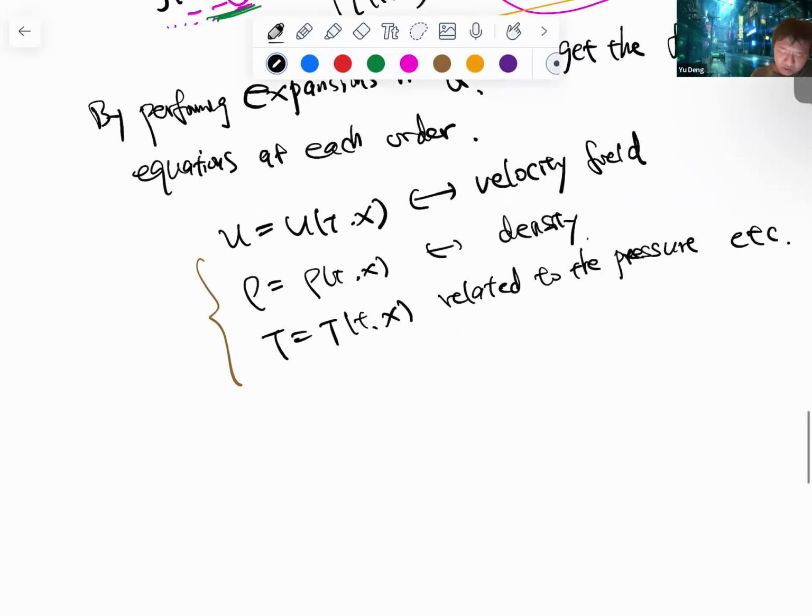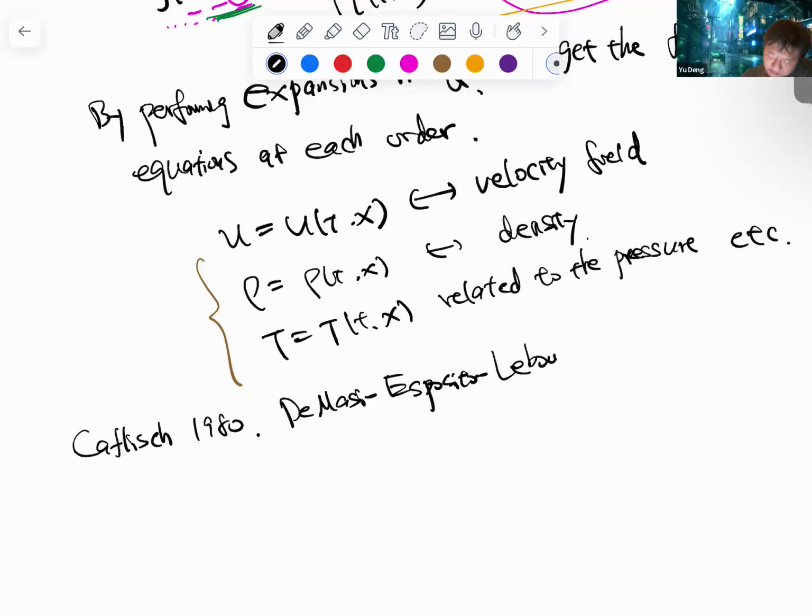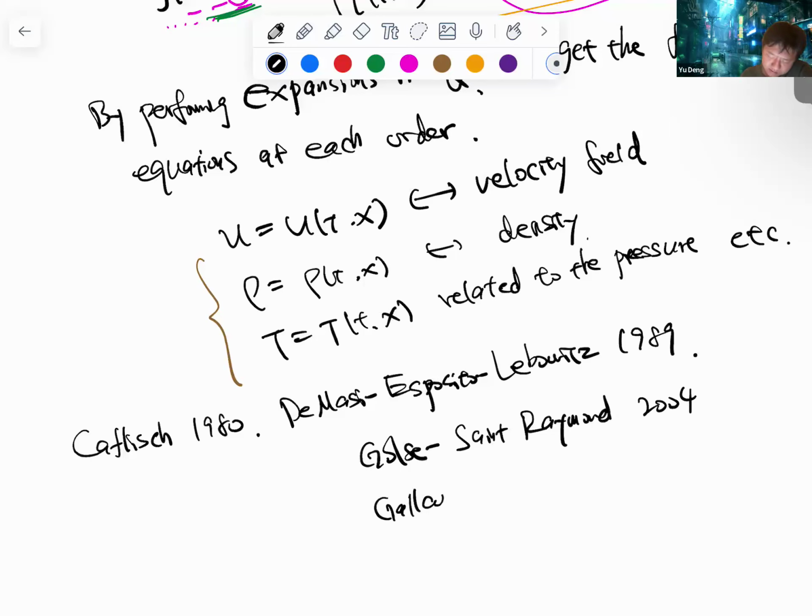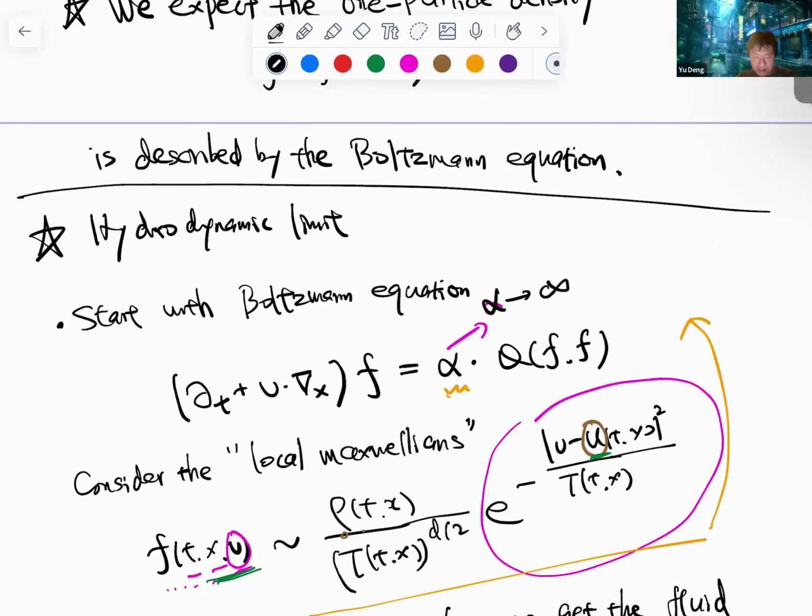And this has been done, for example, in the work of Cavendish in the 1980s, and then the work of De Masi, Esposito, and Lebowitz in 1989, the work of Golse and Saint-Raymond in 2004, and then more recent work of Gallagher and Tristani in 2019. So there have been a lot of results in this direction, and the derivation from Boltzmann to fluid equations has been completed in many canonical cases.